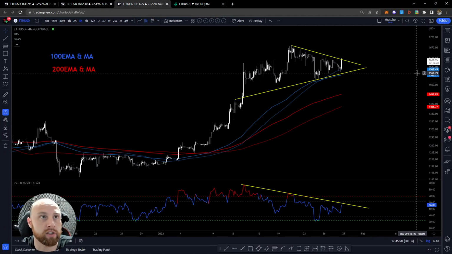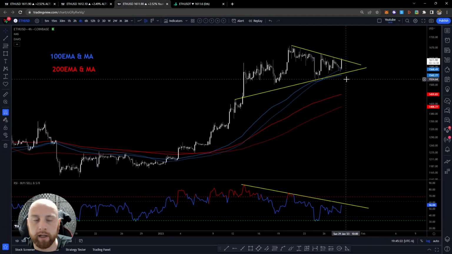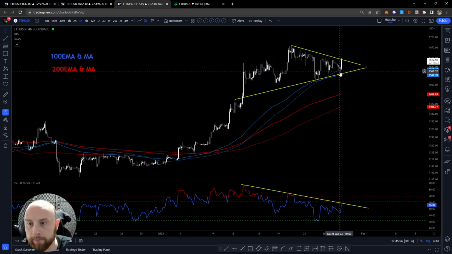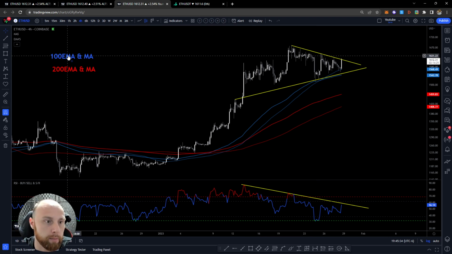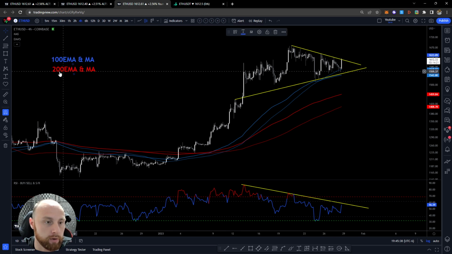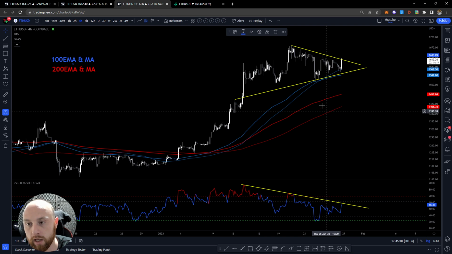Right, so we're going to jump right into the 4-hour Ethereum chart, and we're going to start right off with the 100 EMA. I also like to use the MA, which is the moving average, and then the EMA is the exponential moving average. I marked that here in blue so you can see that's the 100, that's the 200, the reds.